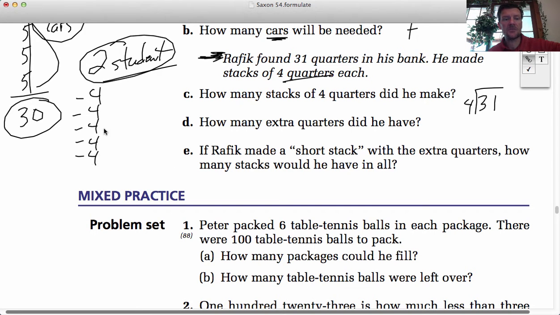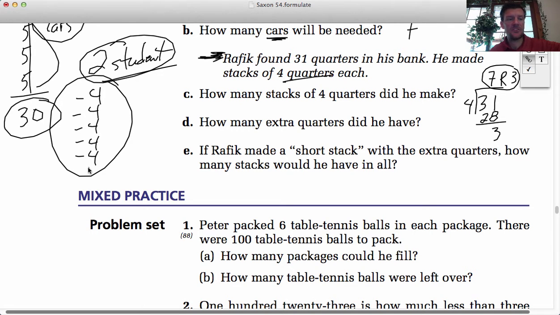So you can think of it this way, by looking at a diagram and repeating 4s, or you take 31 divided by 4. Let's do the division this time. So 31 divided by 4, you're going to get 7. 7 times 4 is 28. You subtract these 2 and you get a remainder of 3. So you're going to put a big R there with a 3. So that means you've got 7 stacks.